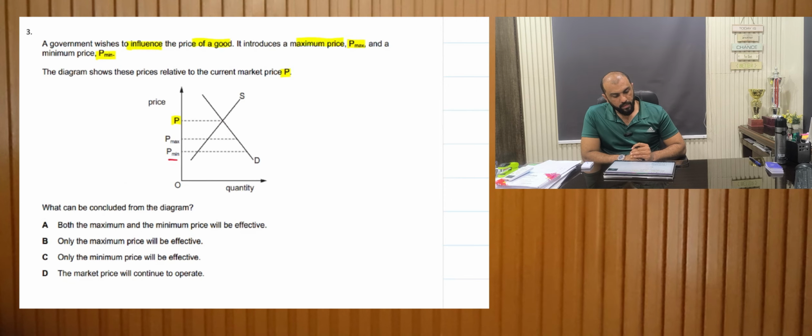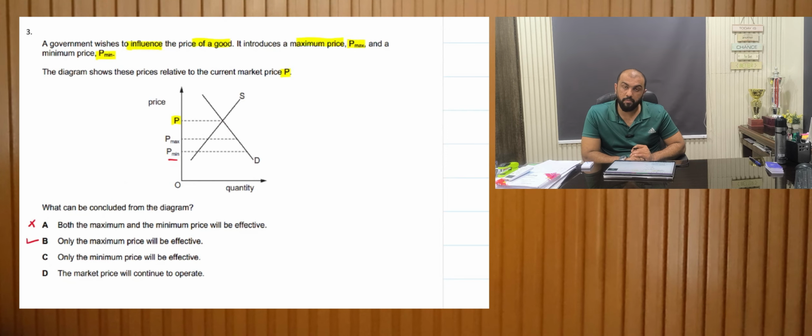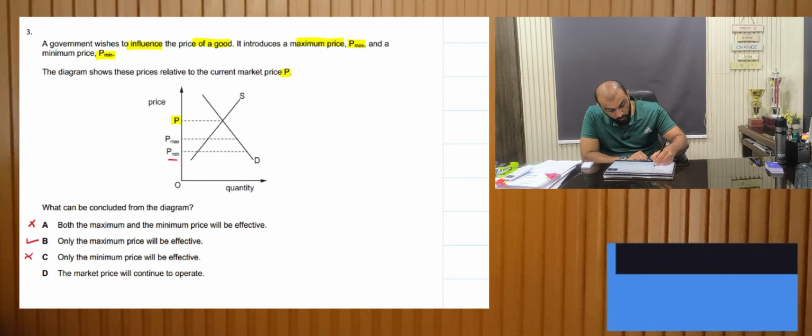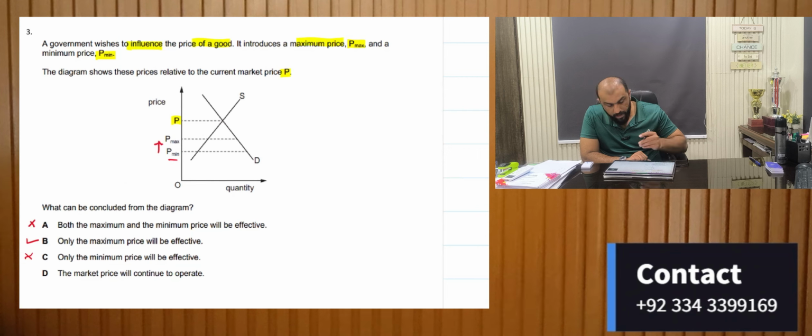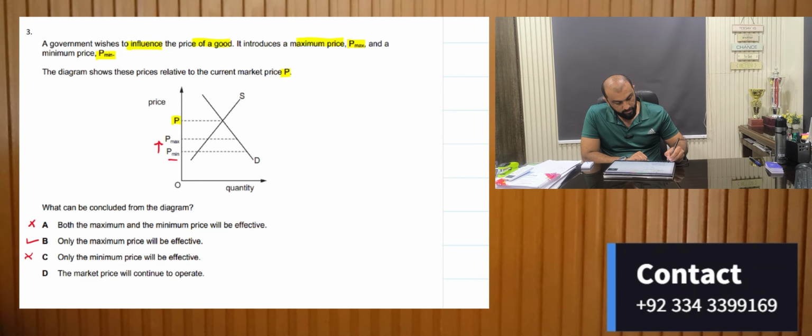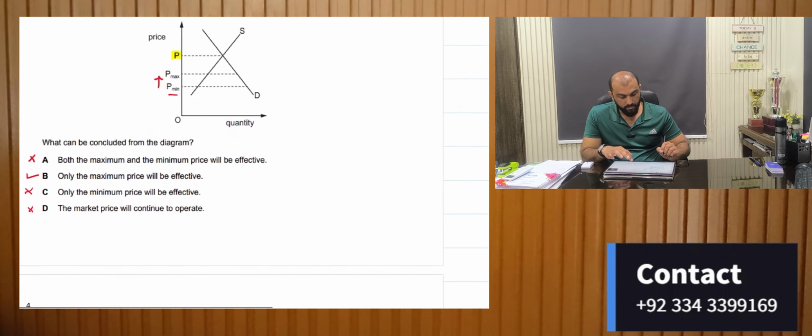So what can be concluded from the diagram? Both maximum and minimum prices will be affected. Well, this is incorrect. Only maximum price will be effective. Yes, this is correct. Minimum price won't be effective, hence C is incorrect. The market price will continue to operate. Well, if it's a maximum price, the prices will not go above P max, so the equilibrium won't be established. So D is incorrect. Moving on.